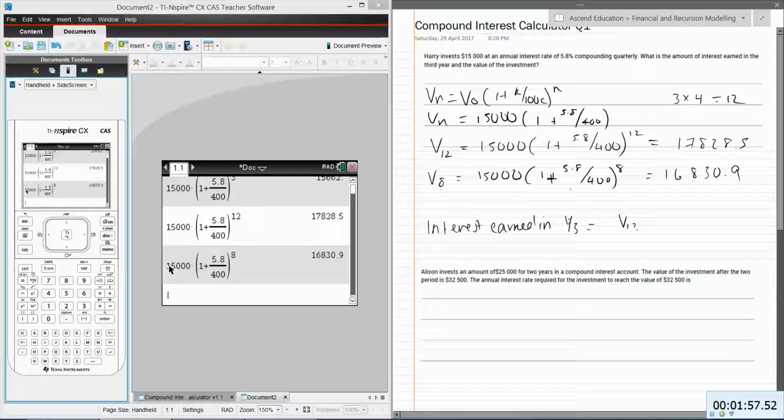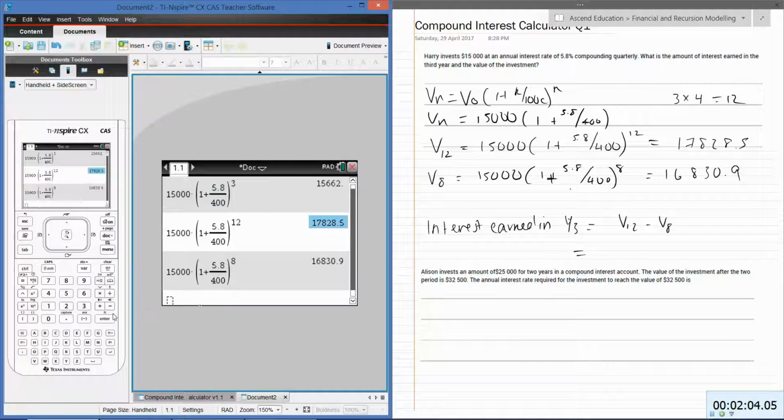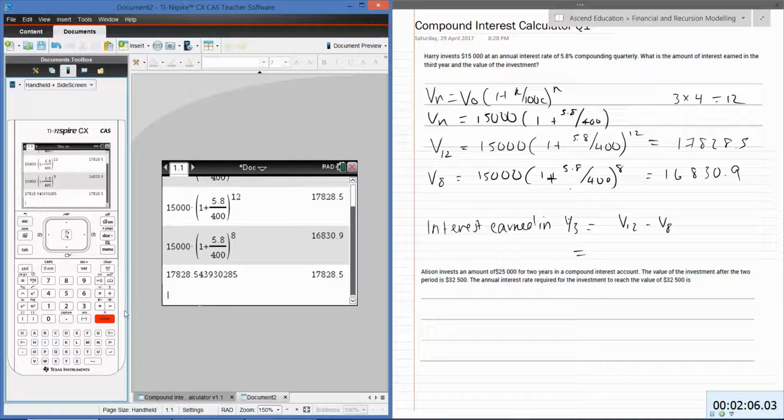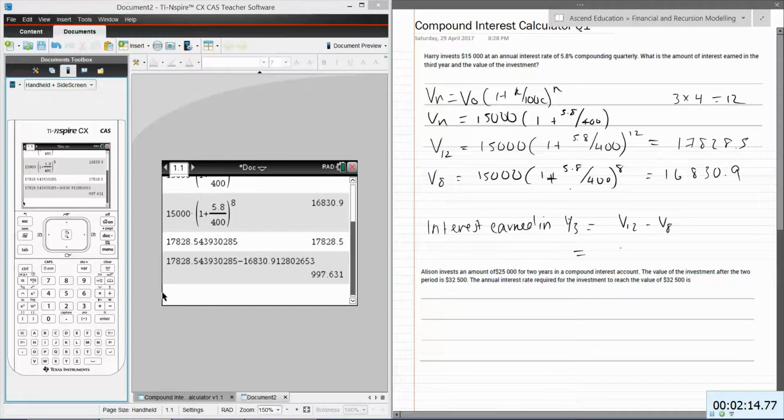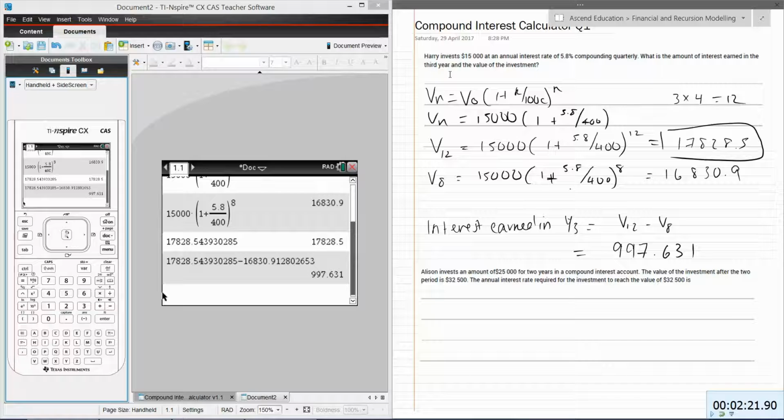So, interest earned is equal to V12 take away V8, which is given as 997.631, and the value after the third year is 17,828.5. As you can see, that took about 2 minutes to do, 2 minutes 20.